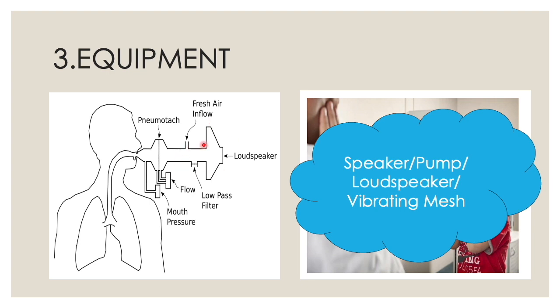Now, the sound producing equipment may not always be a loudspeaker. Some equipment uses a pump to generate these signals, some use a speaker, some use a vibrating mesh. So amongst the various oscillometry devices that are available in the market, one of the main differences is what is being used as the producer of sound waves and what kind of waves are being produced. Are these sinusoidal waves or are these square waveforms?